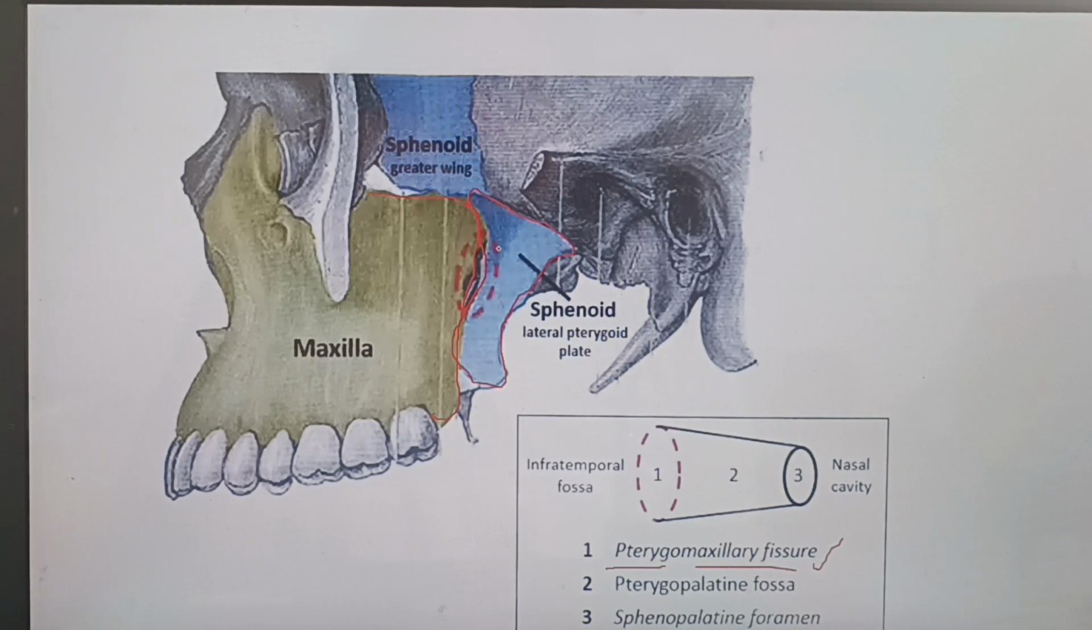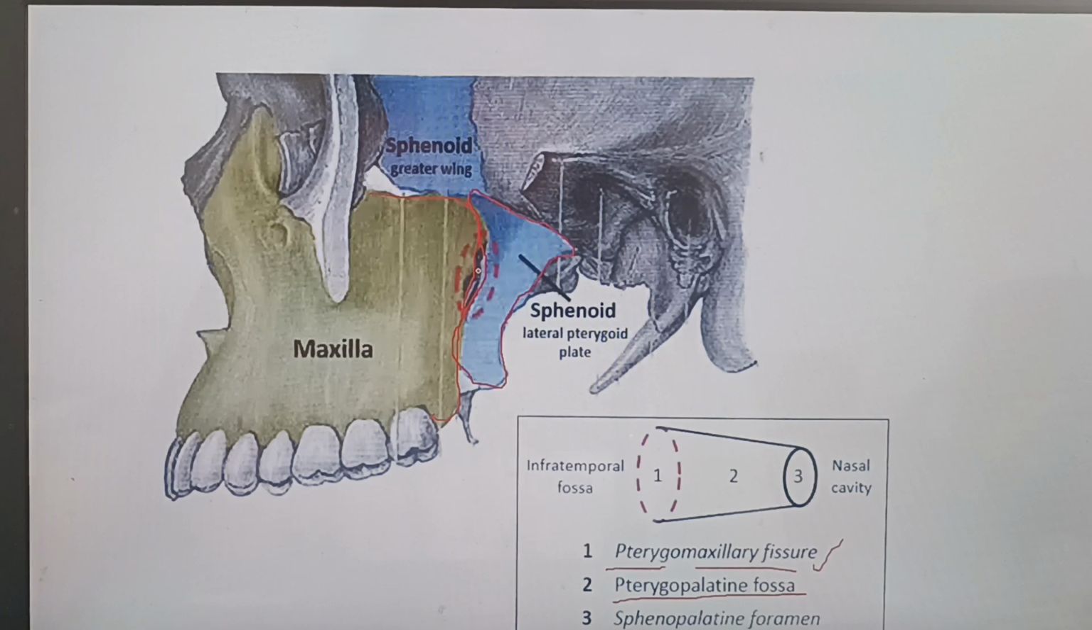Pterygoid came from the lateral plate of the pterygoid process of the sphenoid bone, and maxilla of course from the body of the maxilla. So that is clear. Now let us see what the pterygopalatine fossa is. Once you go deep through this fissure and enter, we will reach the pterygopalatine fossa.